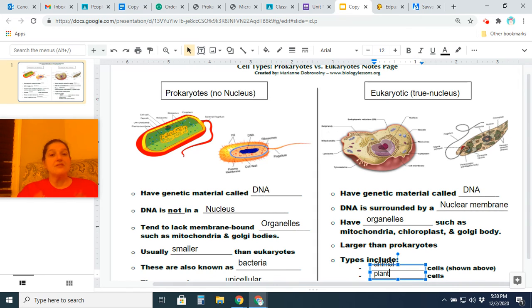So big differences: prokaryotic, no nucleus; eukaryotic has a nucleus. Other differences: prokaryotic, very, very small; eukaryotic, very, very large. Prokaryotic, always unicellular. Eukaryotic can be unicellular, but mostly they are multicellular. For example, you and I, we all have eukaryotic cells and we are multicellular.